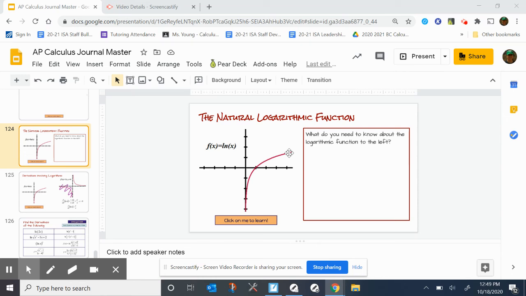And that's about it for this one, but you do need to know this. Knowing what the graph looks like really, really helps with problems later in the year.